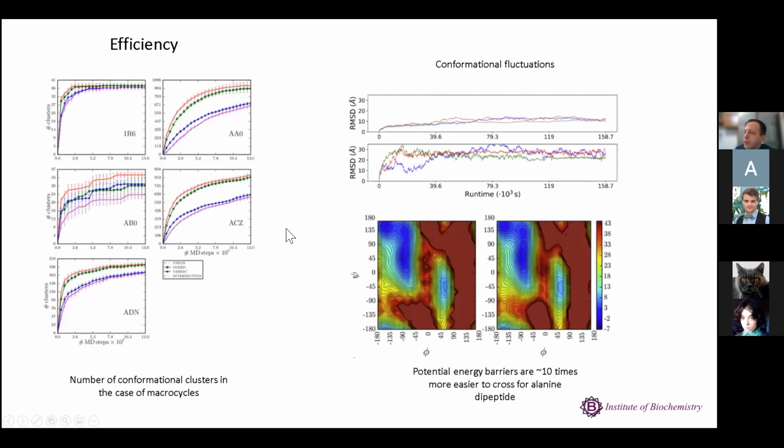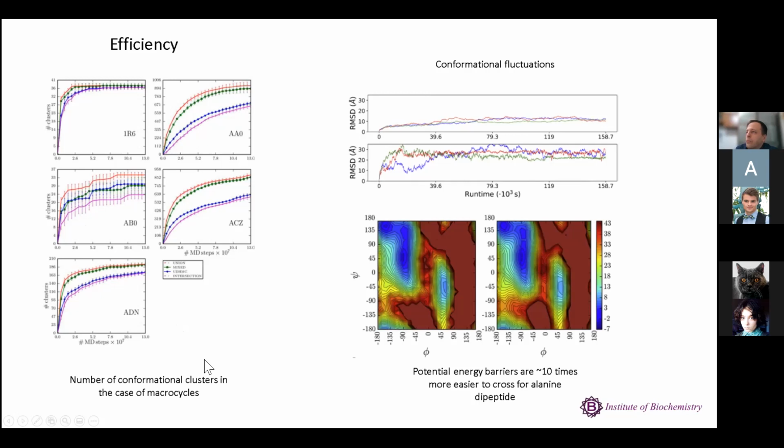And to get numerical with this, here's the numerical estimation of the efficiency in the case of 5 macrocycles. I have two main curves, one representing the number of clusters as it grows with time, and the number of clusters gets bigger with GCHMC than with regular hybrid Monte Carlo. It gets bigger faster.